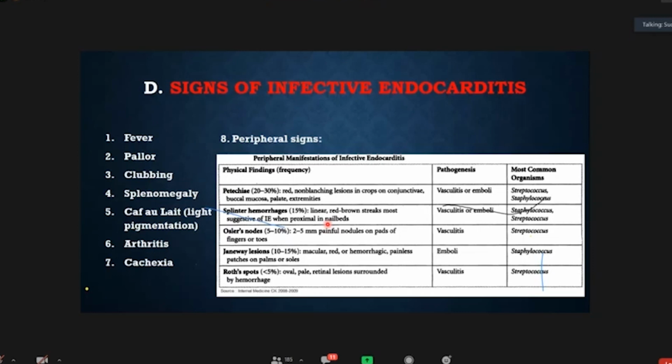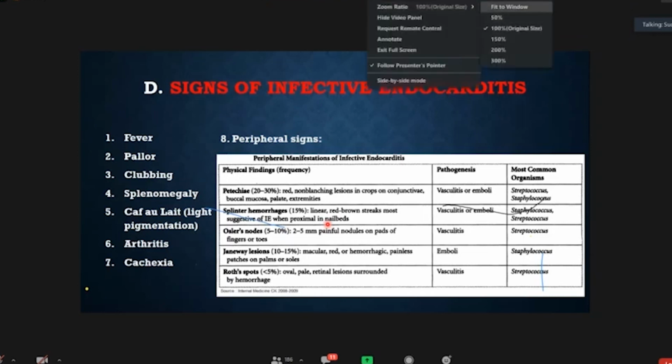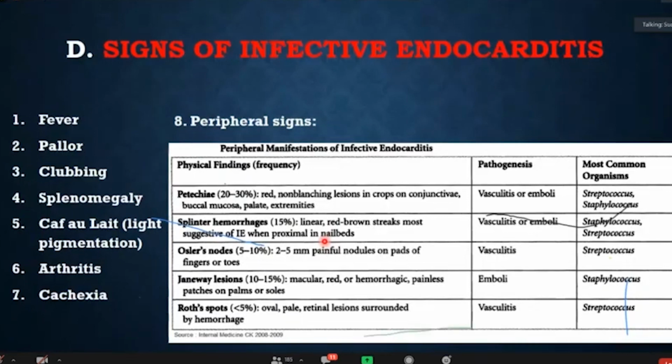Then come to the real peripheral signs. Now, what are the peripheral signs? You can get petechiae. You know the small petechiae you can get in conjunctiva or buccal mucosa, which can be either vasculitis or emboli. But the 4 important peripheral signs of infective endocarditis are splinter hemorrhages, Osler nodes, Janeway lesions, and Roth spots. These 4 you should never forget. So what are splinter hemorrhages? Splinter or subungual hemorrhages. Look in the nail bed. You get them in around 15% of cases, linear red-brown streaks, and they can be vasculitic or embolic. They can be both.